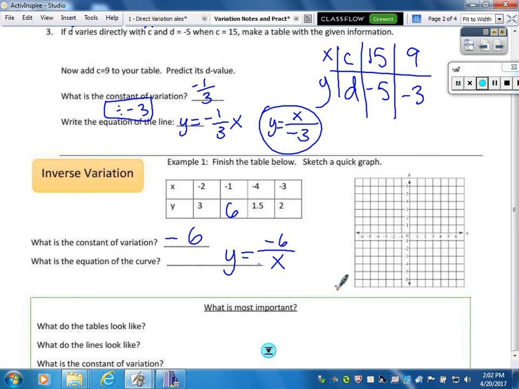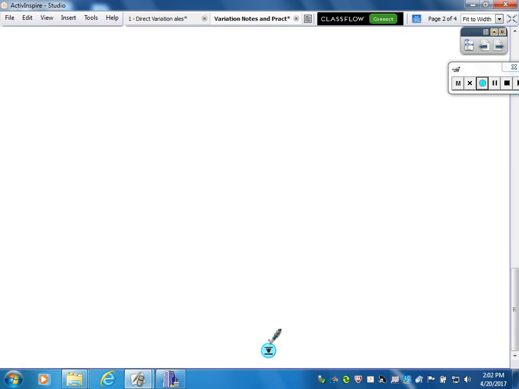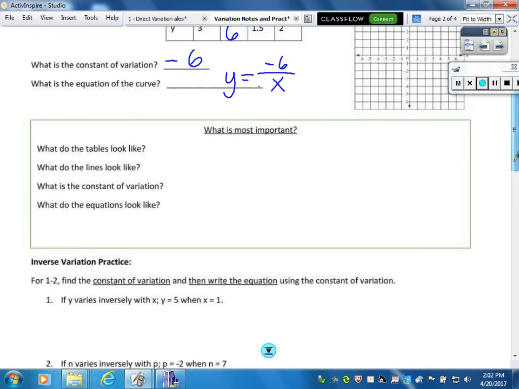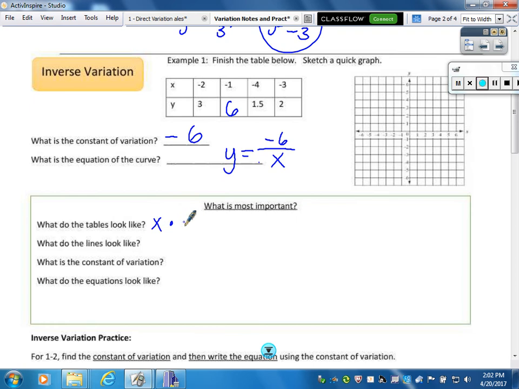So our equations of our inverse look a little bit different. So let's talk about that right away. So what do the tables look like? X times y multiplies to the same number each time. And we call that the constant.